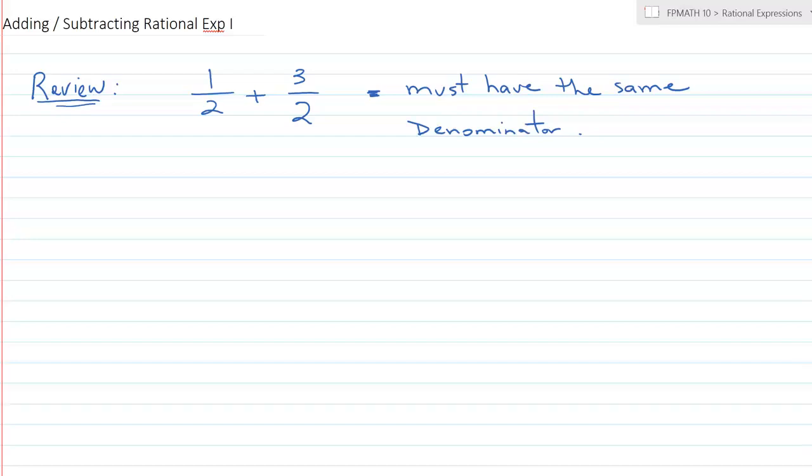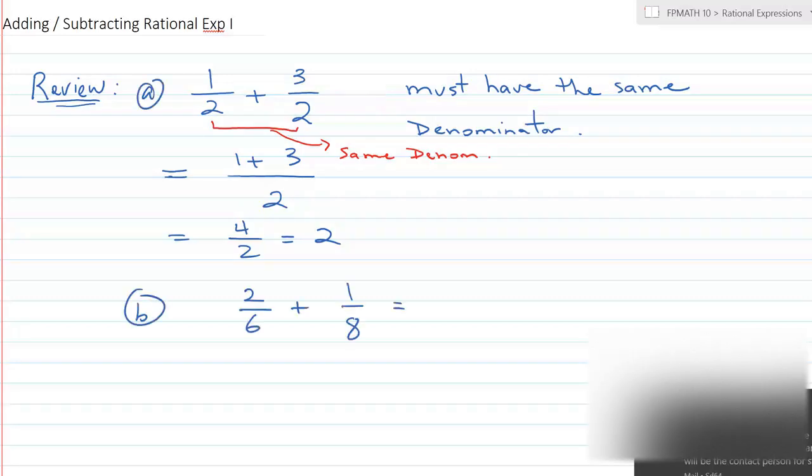Remember from previous grades that the only way you can add fractions is that they must have the same denominator. Once they have the same denominator, you write one of the denominators down. So 2 is the denominator for both, and you just add the top, 1 plus 3. In this case that would be 4/2, then you can simplify, that becomes 2. Very, very important: if you don't have the same denominator, you cannot add fractions. So that's very applicable to adding and subtracting rational expressions.